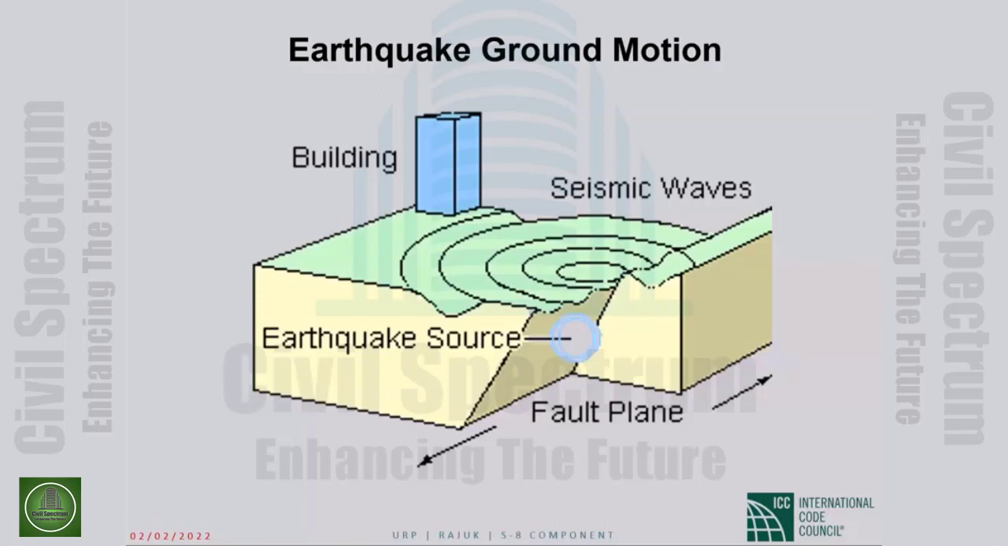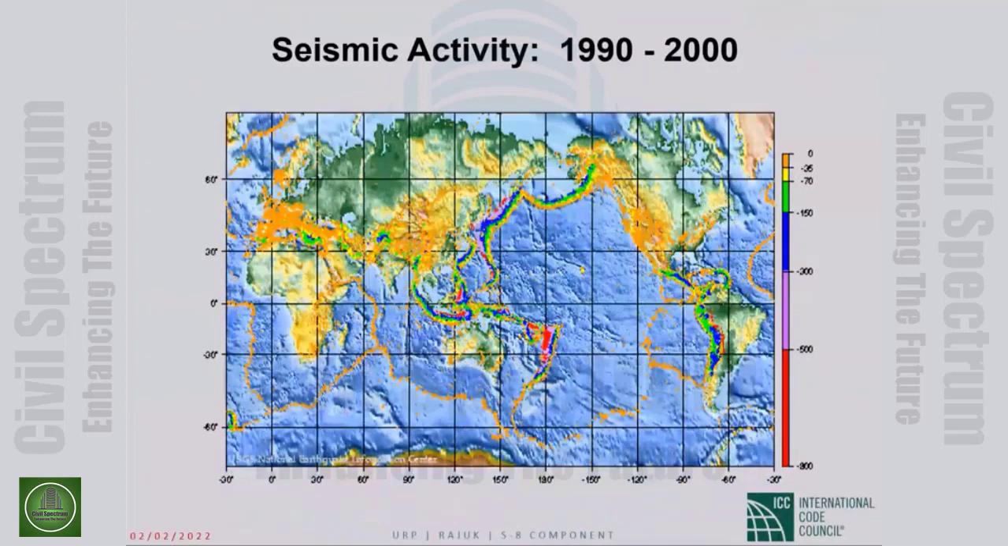The fault is here. This is the fault plane, and there has been a rupture along the fault and movement along the fault as indicated by those arrows. The fault rupture has caused seismic waves that are depicted in the picture. And at one point, the seismic waves will get to your building. And we have to consider the effects of those on the building when we design the building.